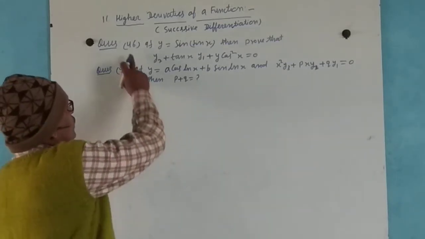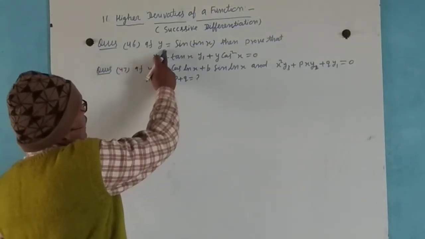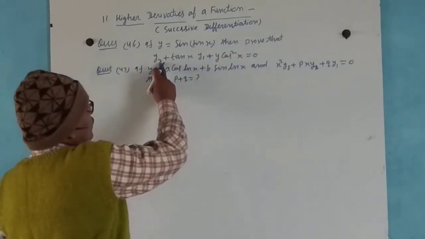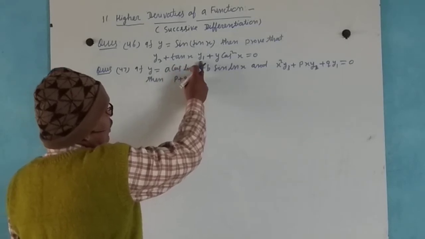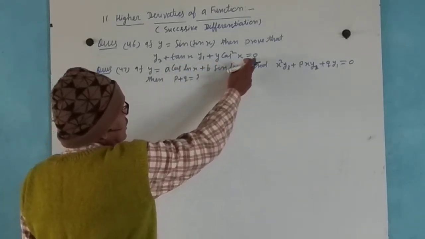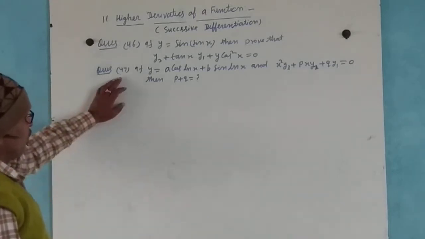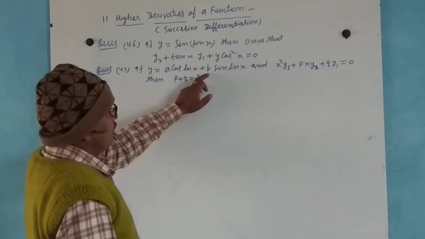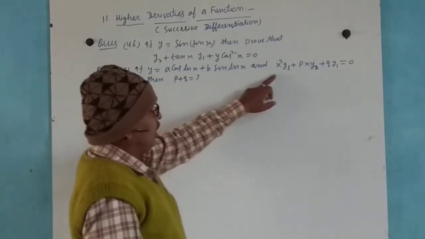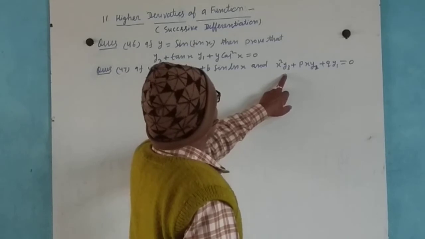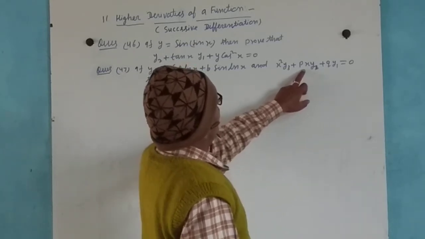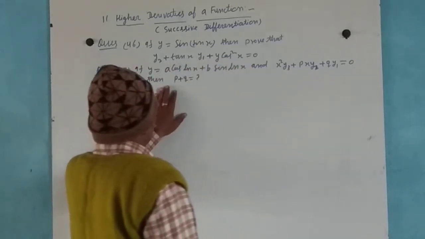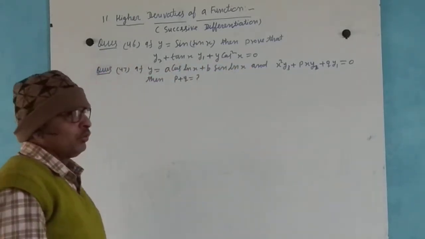Now question number 46. If y equals sin of sin x, then prove that y2 plus tan x y1 plus y cos square x equals 0. And the next problem: if y equals a cos ln x plus b sin ln x, and x square y3 plus p x y2 plus q y1 equals 0, then find p plus q.